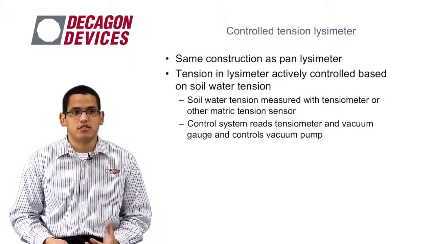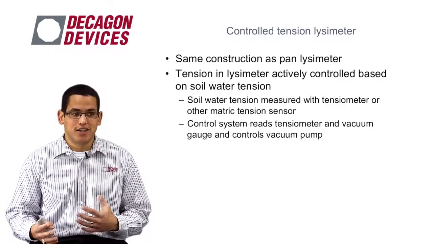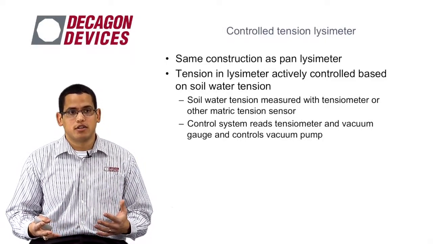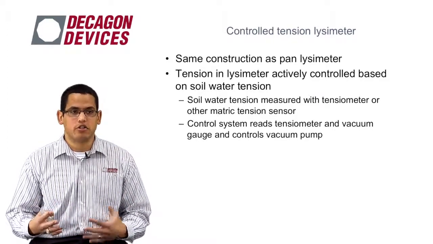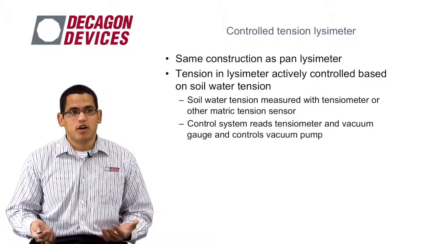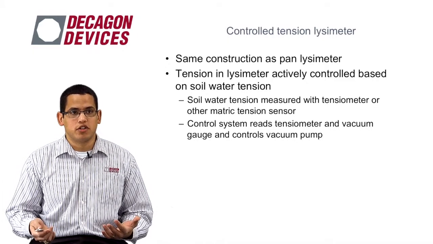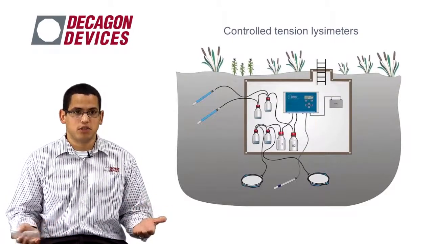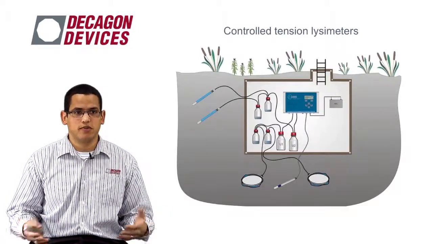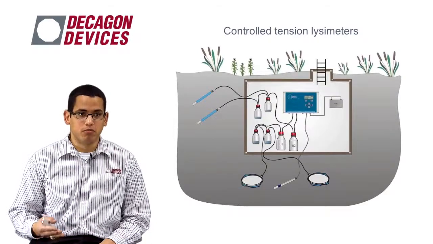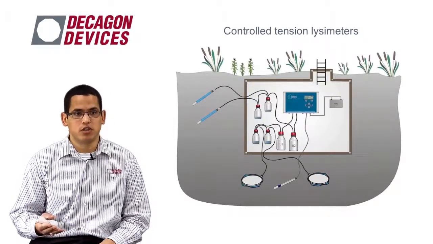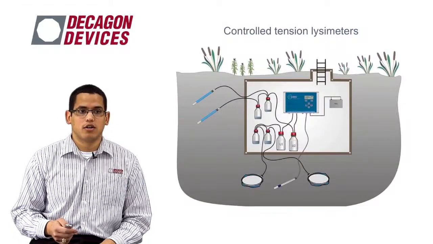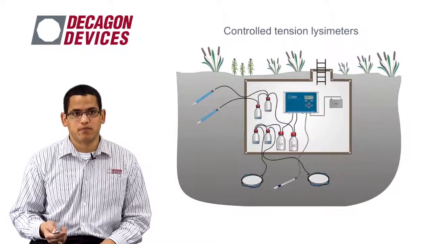And then we use a control system to read the tensiometer and vacuum gauge and control the vacuum pump. Now in the past, this used to be a more complex method, and setting something up like this was not easy. It took a lot of programming skills with different loggers and control algorithms, that type of stuff. And so here you can see an example of a controlled tension lysimeter. We have two suction plates at two different spots in the soil, and a tensiometer measuring the matrix potential at the same point in the soil, and we're controlling the tension on these lysimeters based on the matrix potential measurement from the tensiometer.